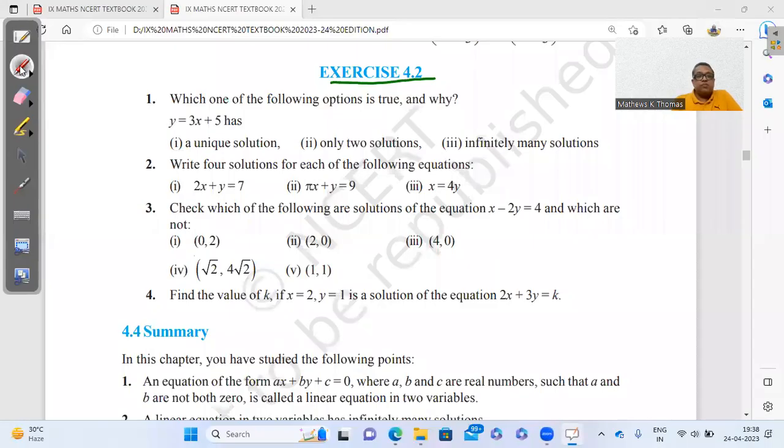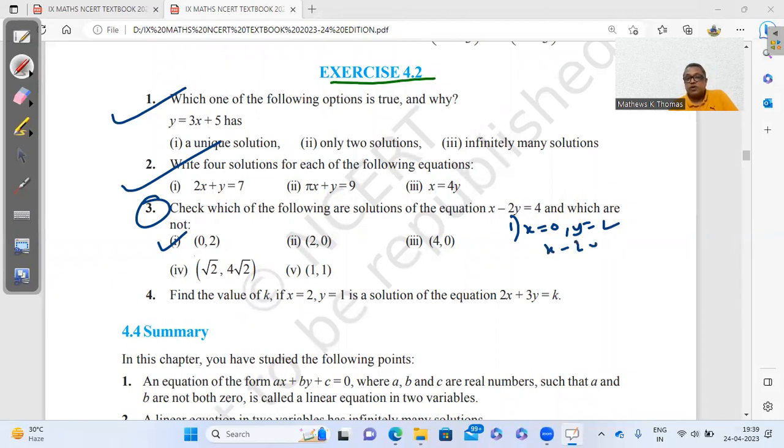So this question number 1 and 2 is completed. Now we are doing question number 3. Check whether which of the following are solutions. X minus 2y is 4. The first one is 0, 2. Okay. 0, 2 means x value is 0 and y value is 2. Always remember, when we are given the coordinates, the first value is x, second value is y. So x is 0, y is 2. Equation is what? X minus 2y is 4. What I need to do is substitute in the LHS first.